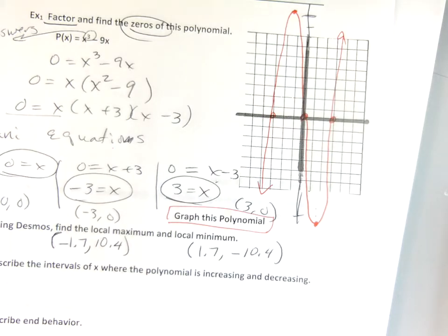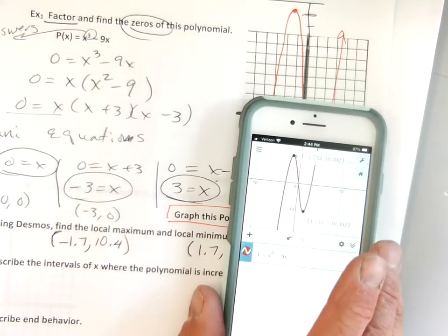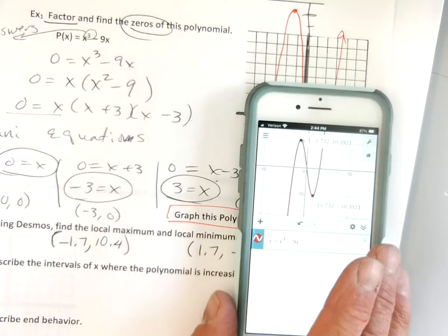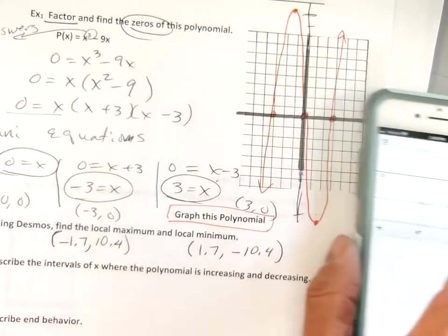Okay, now, how am I doing so far? Okay, you guys, everybody good? Thumbs up on that? I got my picture. I got my max by tapping it. I got my min.